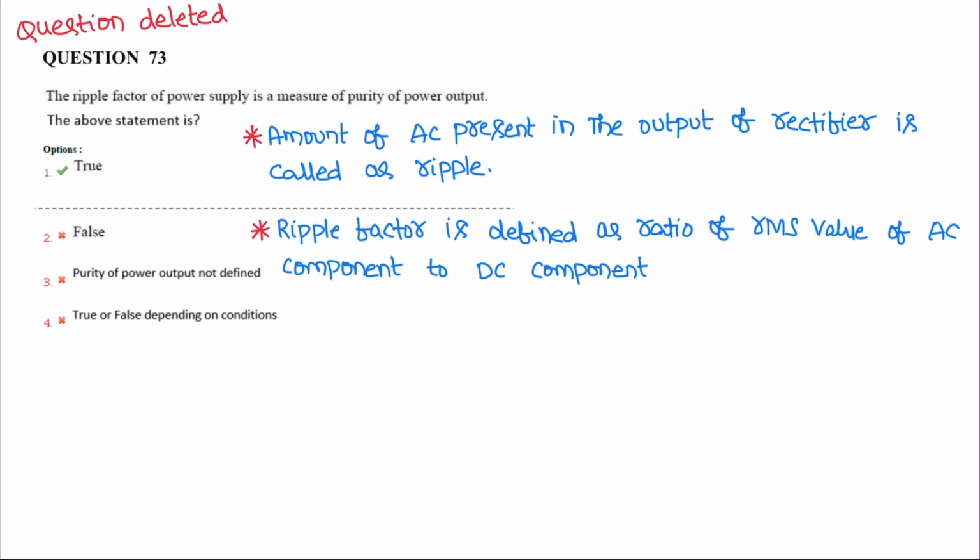The ripple factor of power supply is a measure of purity of power output. So here he did not mention ripple factor of DC power supply. So the statement is vague, hence this question is deleted. But we know the ripple factor is the amount of AC present in the output of rectifier, called ripple. Ripple factor is defined as ratio of RMS value of AC component to DC component.